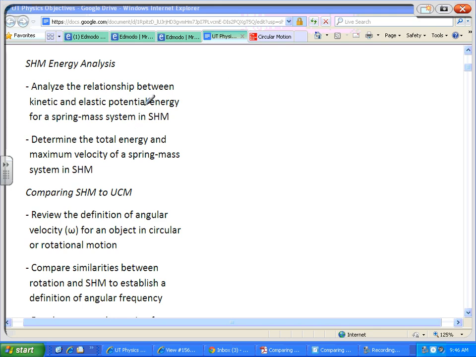Analyzing the relationship between kinetic and elastic potential energy for a spring mass system, I guess the way I would summarize it is to say that the total energy of the system would be the kinetic energy of the mass, so the mass is moving at different rates at different points, plus the energy stored in the spring. And what we assume is if there's no energy dissipated, that total is constant throughout.